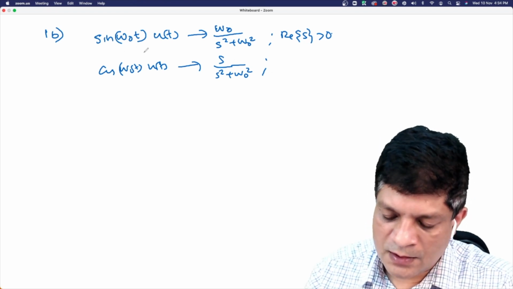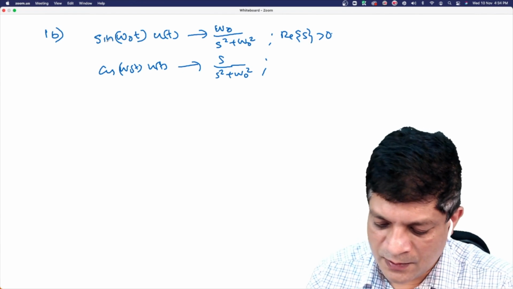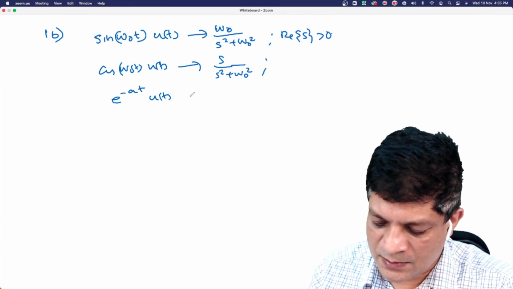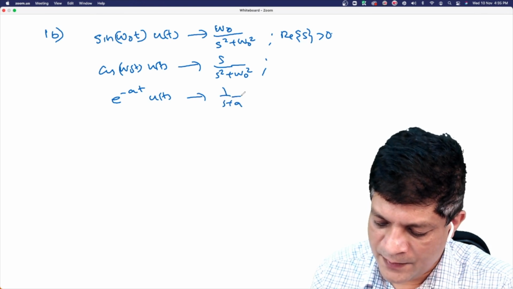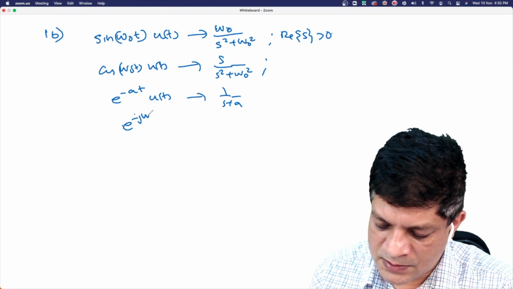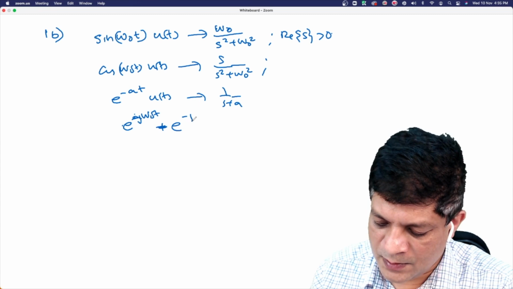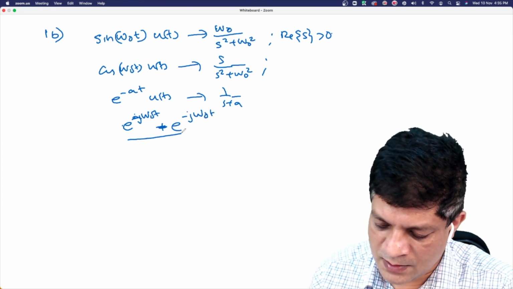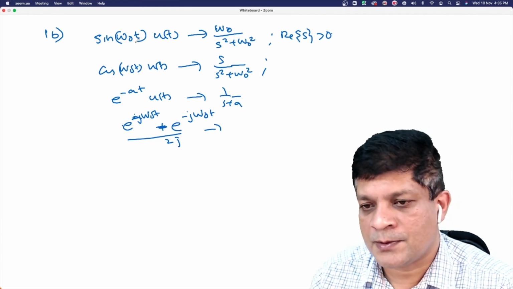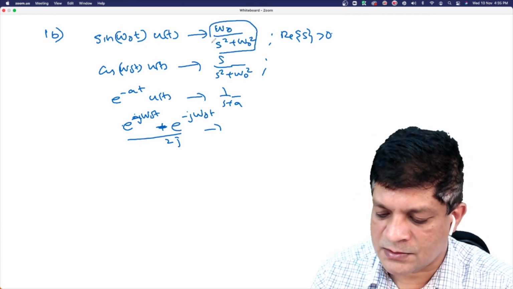So this one, and the proof of this is also straightforward. We know the standard result, e to the power minus at u(t), that is 1 upon s plus a. So sine omega naught t is e to the power j omega naught t minus e to the power minus j omega naught t by 2j. And if you apply that properties of Laplace transform, you will get this result.